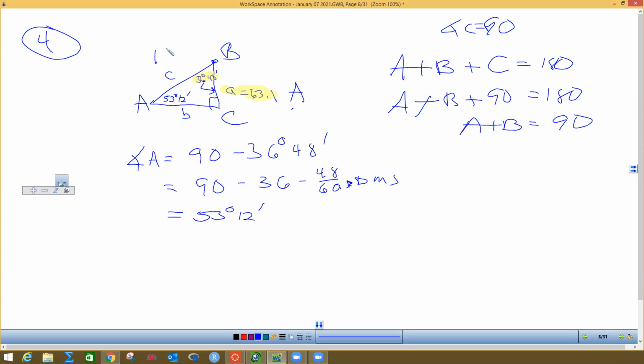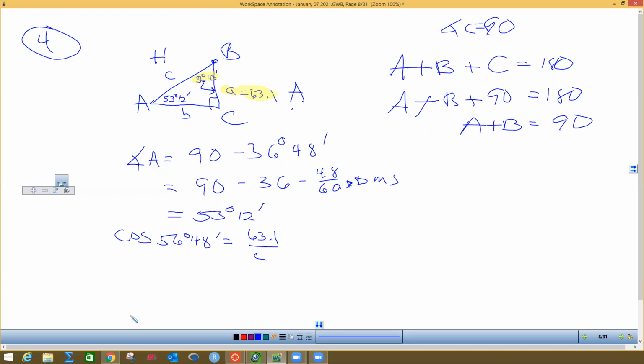I'm going to find C first because that is opposite the right angle. Which one of those SOH CAH TOA had those 2? Which one has A and H? Cosine. So I'm going to go cosine of 56 degrees, 48 minutes is going to equal the adjacent A over the H, which is little c.